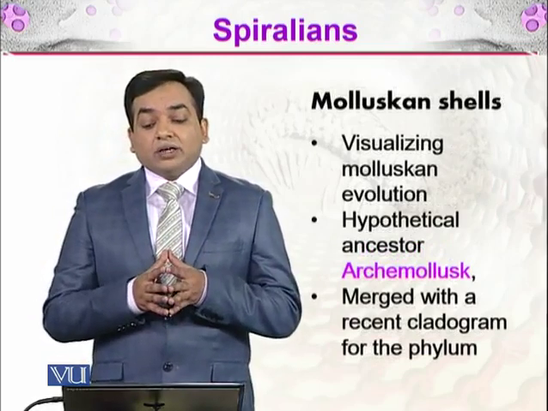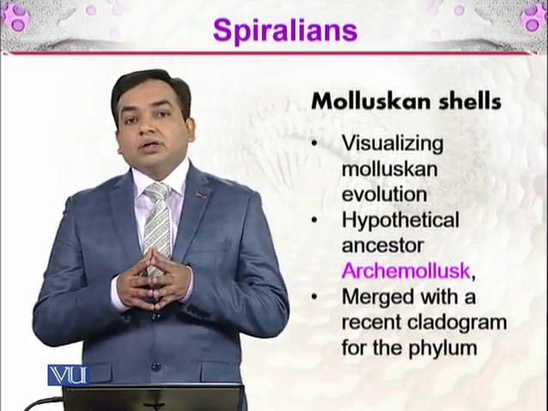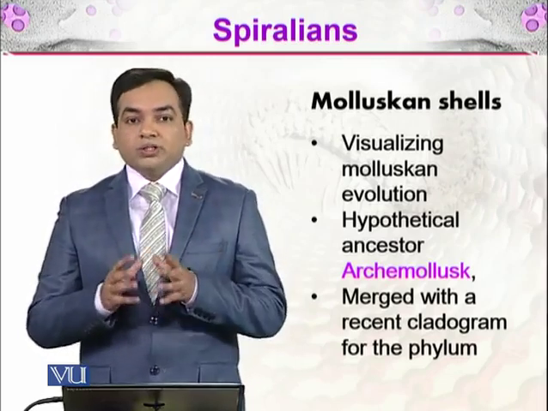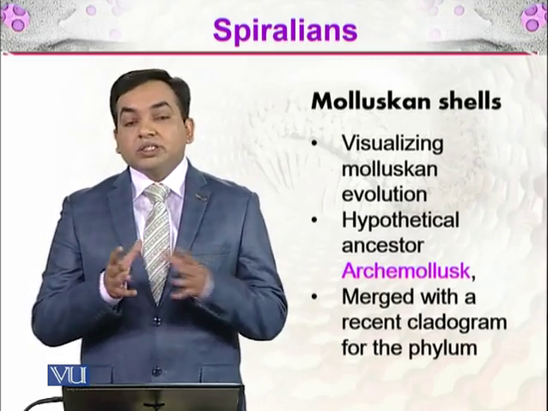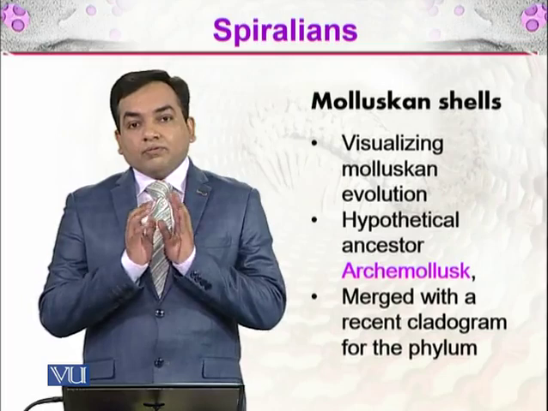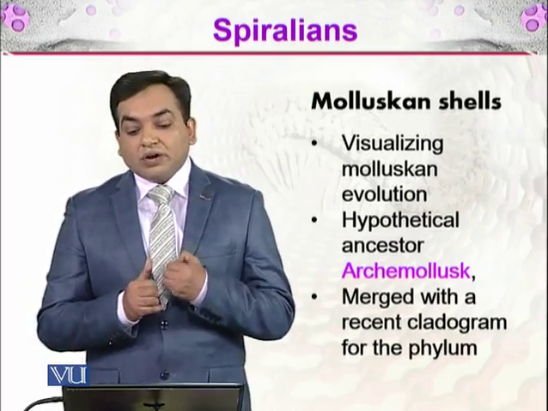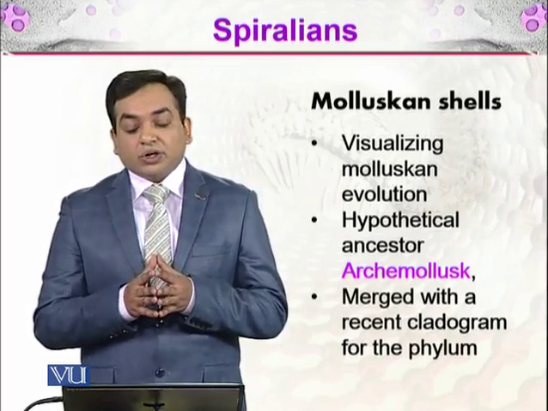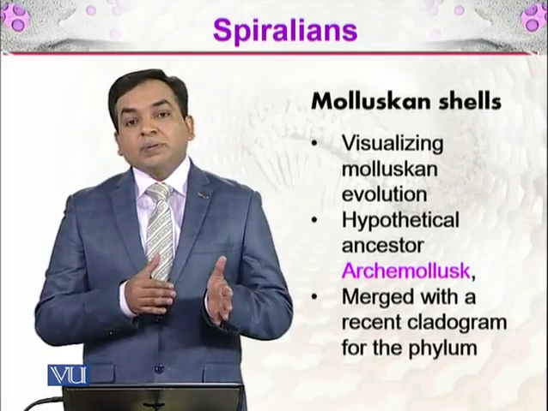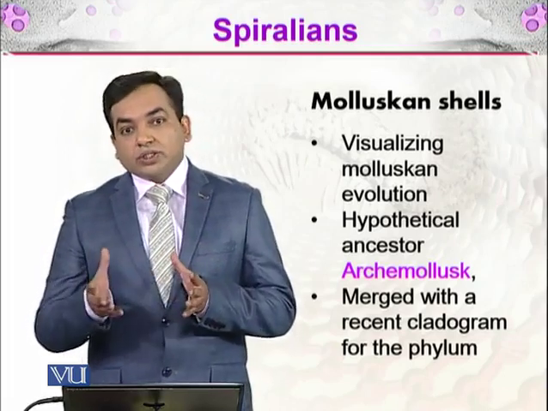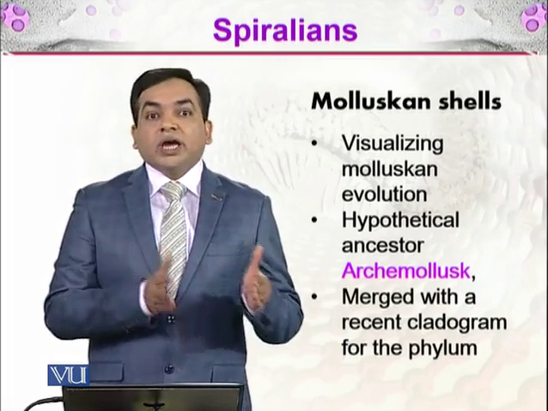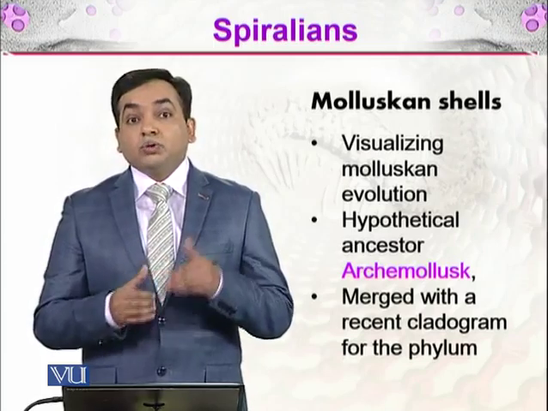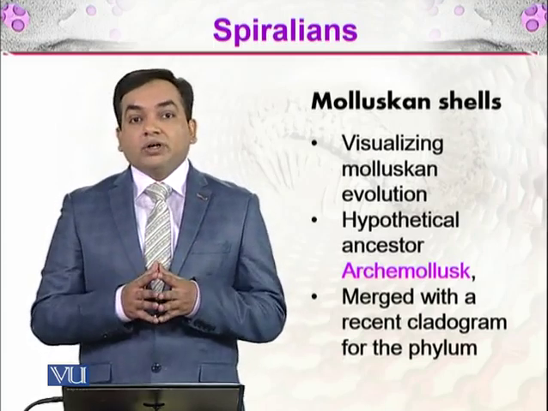Inside the fossil evidence, we see molluscan evolution going through various stages. Molluscan shells have been adapted in various forms, and with the fossil evidence we have found, we can devise a hypothetical ancestor called the archaeomollusk. Archae means ancient, so it is an ancient mollusk, and we have an idea of what an archaeomollusk looked like, from which the modern mollusks have descended.